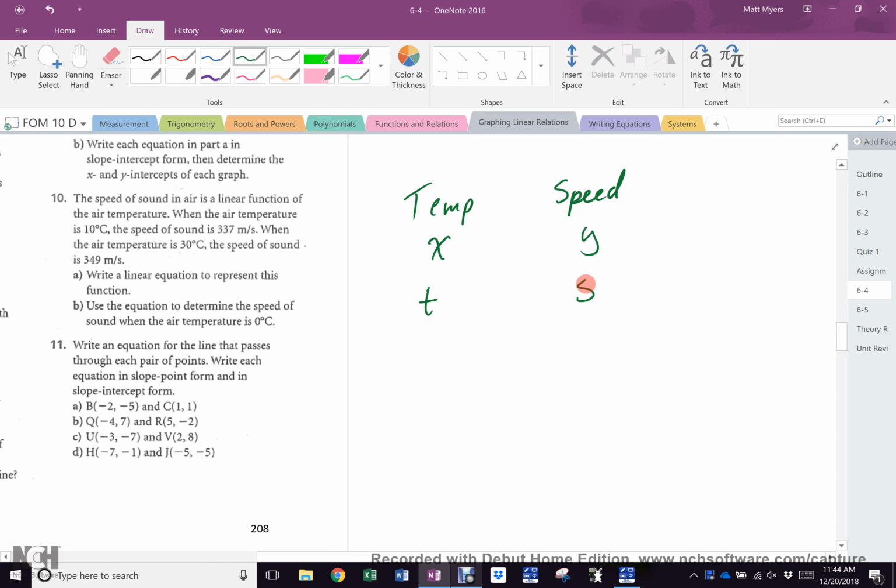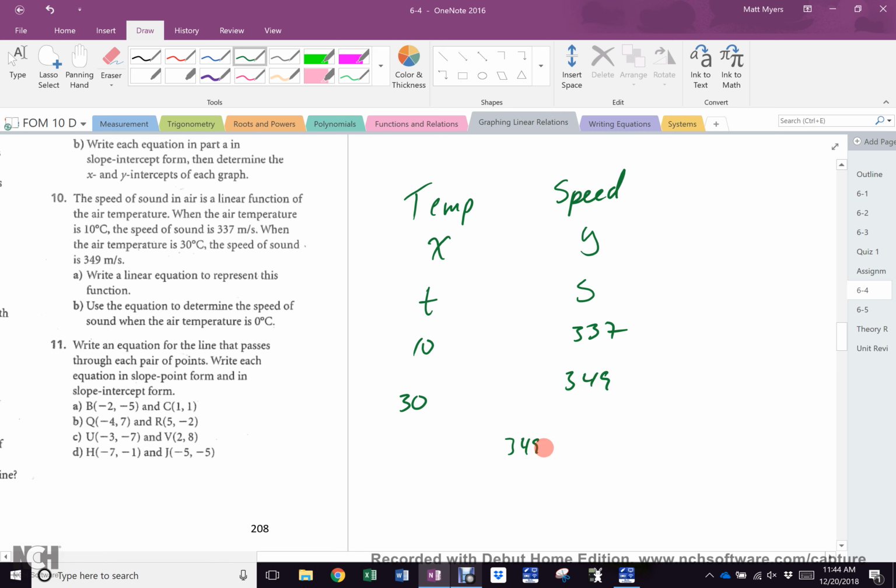So, do you have a temperature? Yes, 10. Do you have a speed? Yes, 337. Do you have another temperature? Yes, 30. Do you have another speed? Yes, 349. Is that an x1, x2, y1, y2 situation? Yeah. Can you find the slope? Yeah. Of course you can.